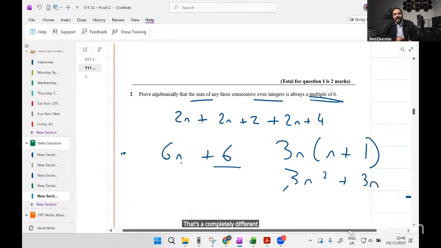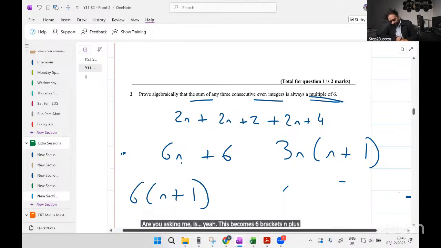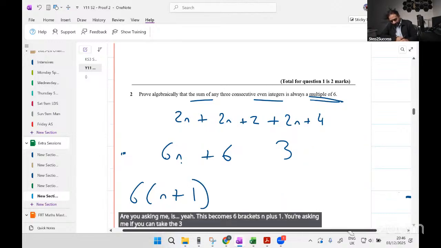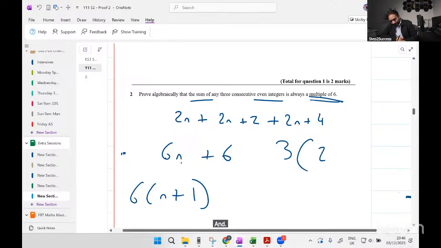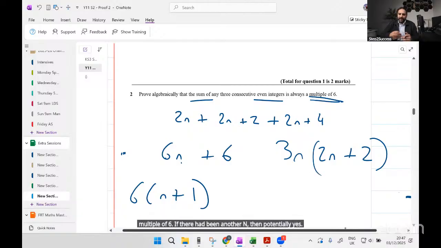The only thing this can factorize to is 6 brackets n plus 1. You're asking me if you can take the 3 out of this, I think. And you can, in the sense that it does factorize to that, but this doesn't prove that it's a multiple of 6. If there had been another n, then potentially yes. That's the point. If there's another n, then you can potentially prove additional multiples.